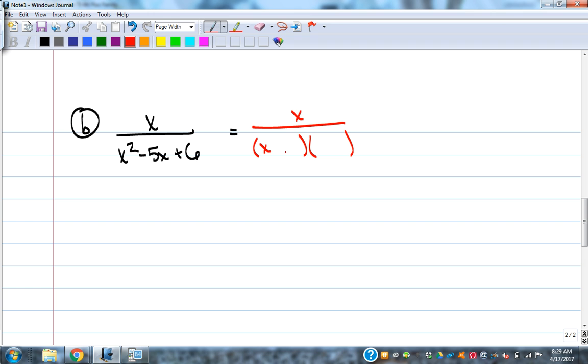Multiply to be positive 6, has to be negative 5. x plus 2 and x minus 3? Yeah, x minus 2 and x minus 3. Negative 2 times negative 3 is positive 6. Negative 2 plus negative 3 is negative 5.